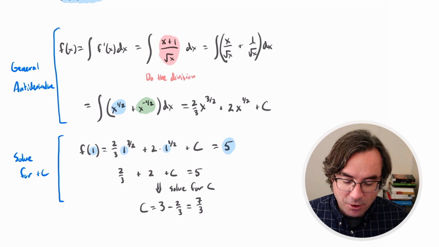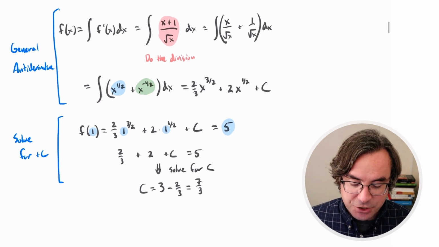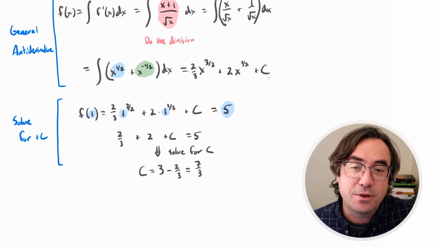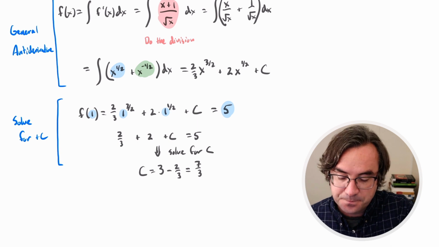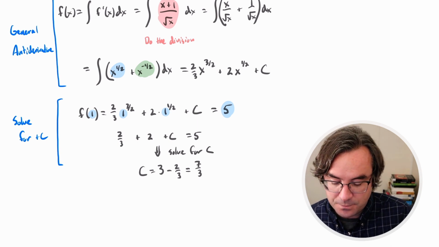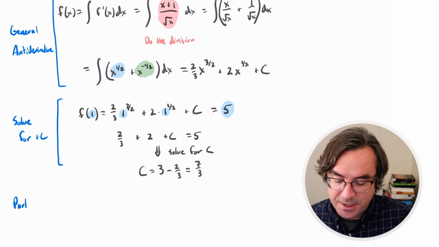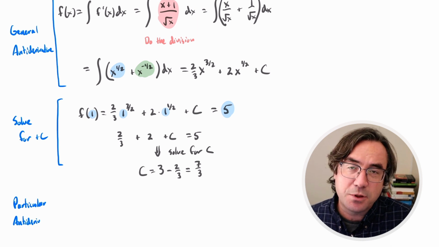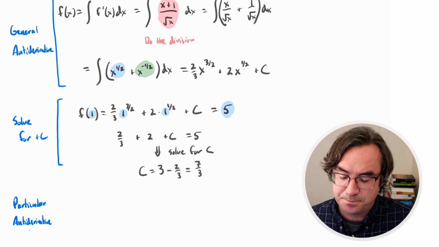So we know what the c value is, and this feels like it should be the answer, and it almost is, but now we just want to make sure that we actually put this into our general antiderivative. So the last step is to get our particular antiderivative. And we're just going to plug c in.